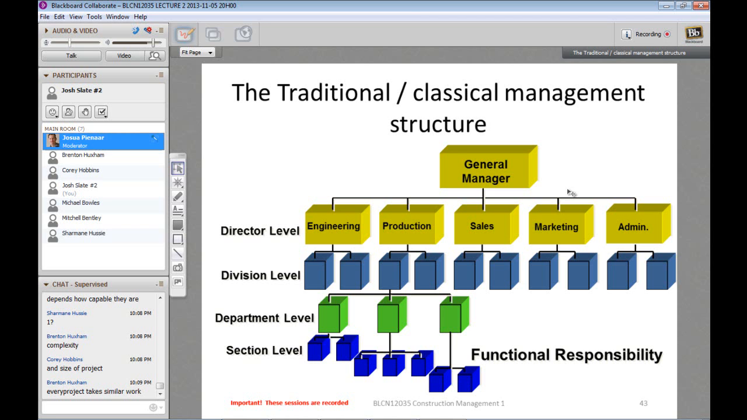We might have different projects over there. We might have different divisions at that level. So this is just an example of what we can expect in terms of a traditional functional or classical management structure. All right, so who works in a construction organization that's got this type of structure? Anyone?